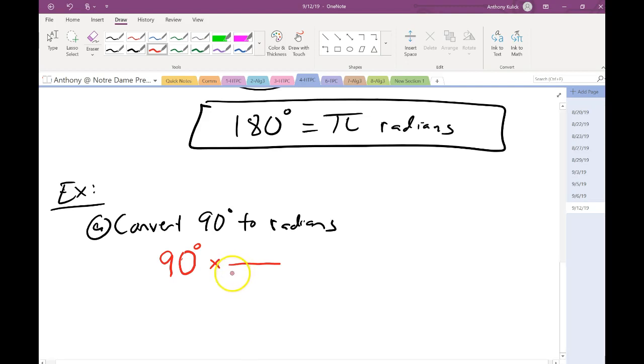Denominator. Very good. Remember that when we set up these ratios, the units should be diagonal from each other. Since 90 degrees is in the numerator, because we have 90 degrees over 1, the 180 degrees should be in the denominator, which means that we'd have pi radians in the numerator. When I multiply that, then I have 90 pi over 180. And 90 over 180 reduces, and we're left with just pi over 2 radians.